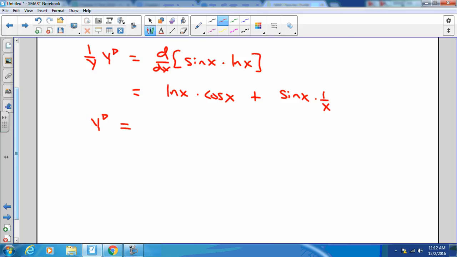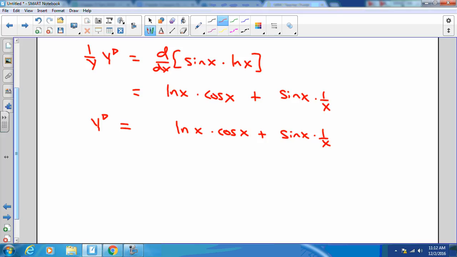And finally, we just need y prime by itself. So y prime would be equal to, somebody jump in. So ln x cosine x plus sine x over x divided by... How'd you get divided by 1 over y? So don't you take the y over?